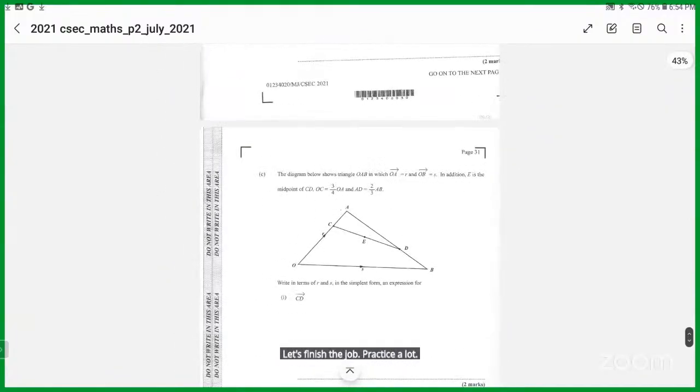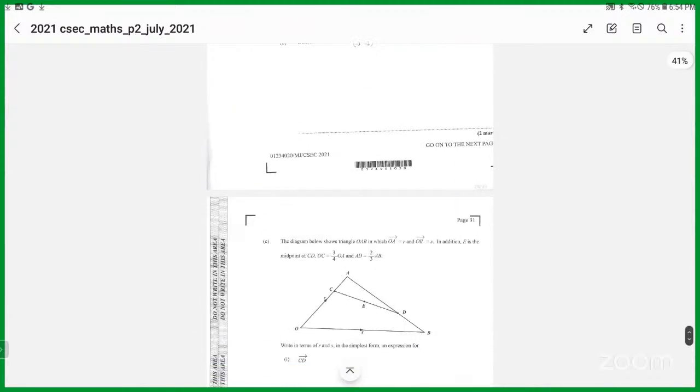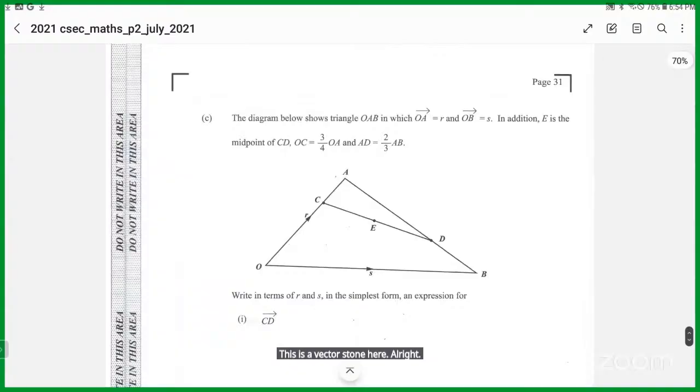Alright, 2021. This is the vectors down here. Alright, let's see what this one says.